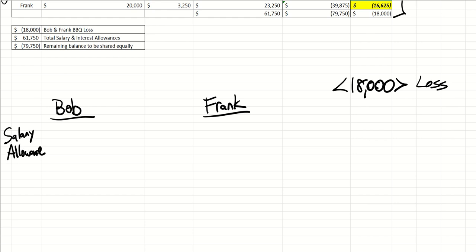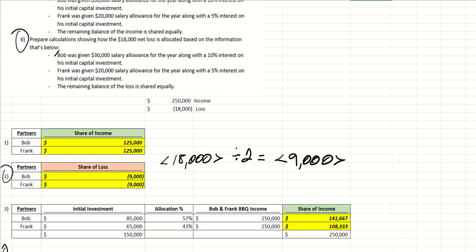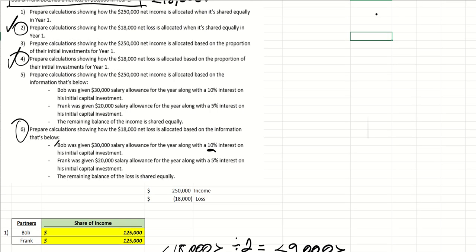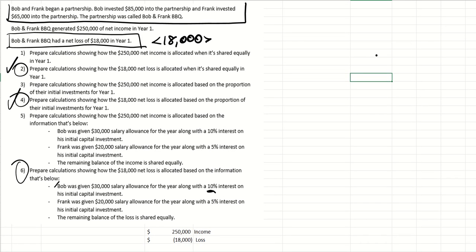And Bob was given a salary allowance of $30,000. Now I'm going to scroll back up here to the problem and then read on. Along with a 10% interest on his initial capital investment. All right, 10% interest on the initial capital investment, and I have to figure out what the initial capital investment was from Bob. And so the initial capital investment from Bob was $85,000.